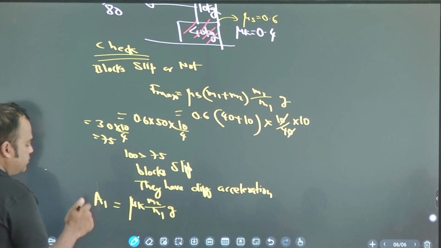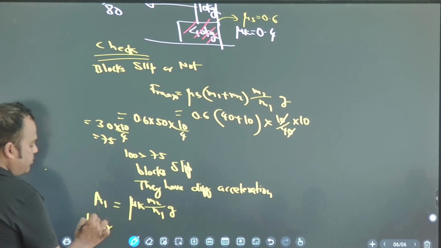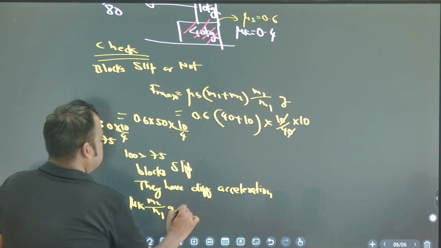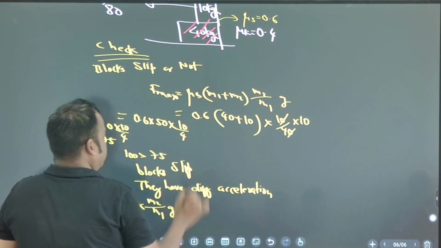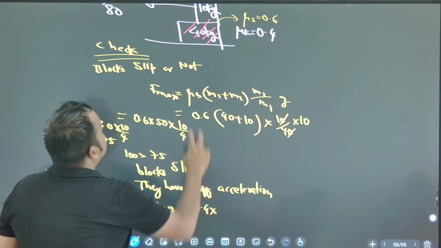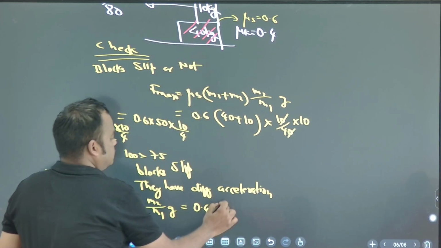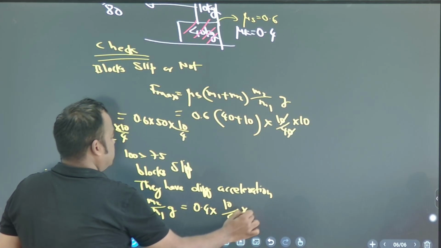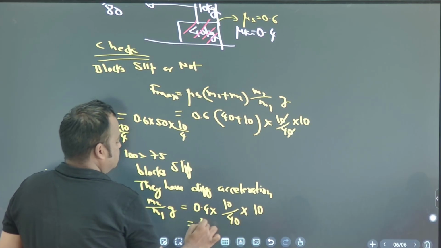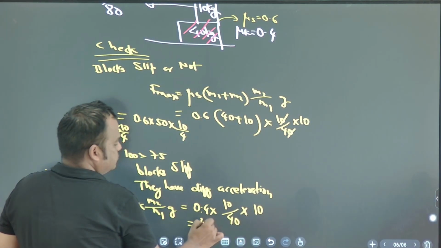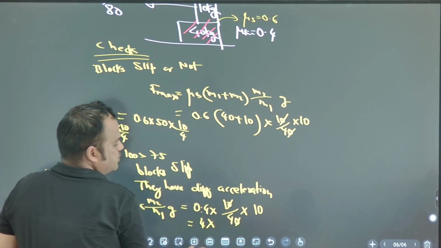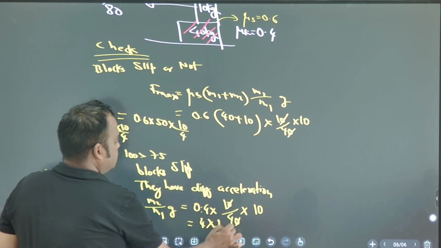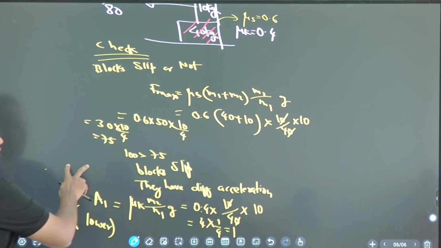Acceleration of the lower block. So now mu k 0.4, upper by lower, into G. 0.4 into 10 by 4. This 10 and 10 cancel. So 1 by 4. So A1 is 1.